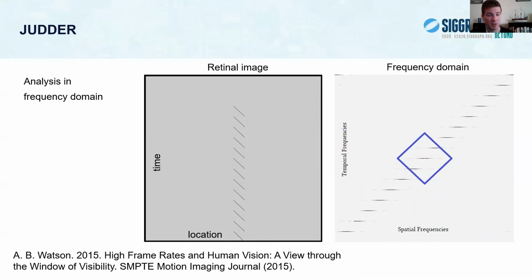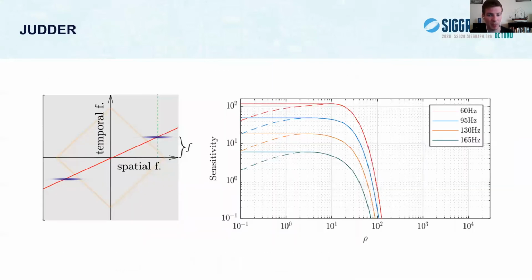On the right side, you can see the blue diamond representing the region perceivable by human observers, modeled using Watson's window of visibility. In our model, we take the center of the first aliasing copy and compute the contrast sensitivity function at that spatiotemporal frequency.